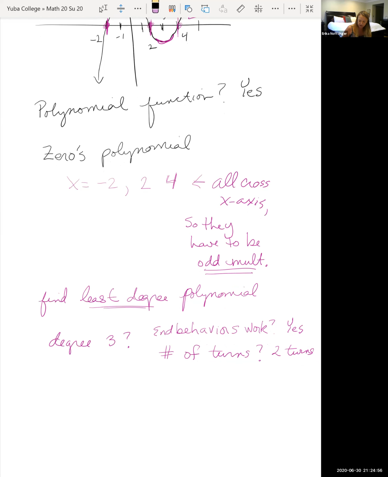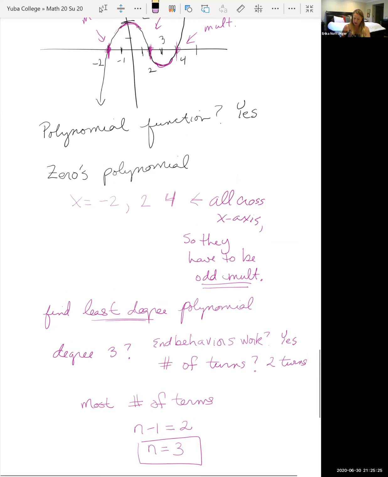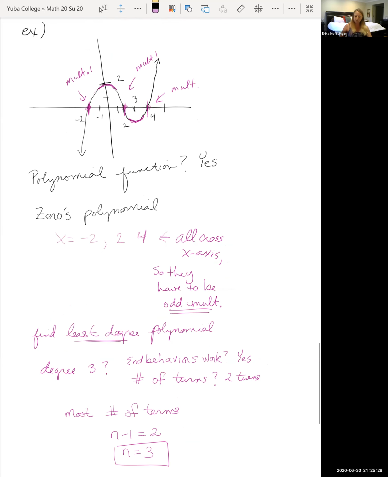Well, by definition of number of turns, the most number of turns is n minus 1. So in our case, n minus 1 equals 2 for the most number of turns. If we add 1 to both sides, we get n is equal to 3. So the degree of our polynomial that could fit this is degree 3.